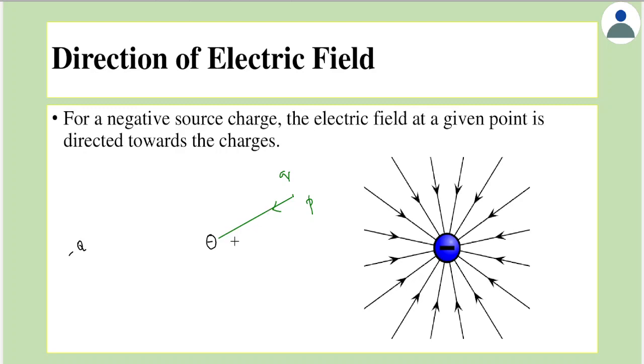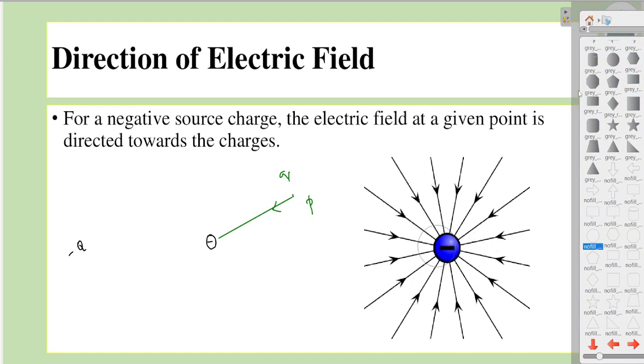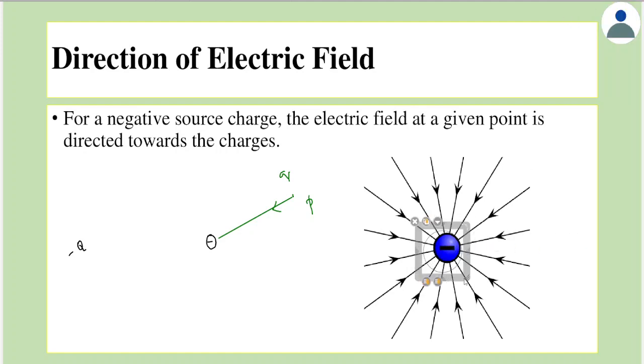If we do it for all the points, it is something like this. Even here, as seen in the previous case, if we draw a circle around this point, then what we get would be something like this. So here it is towards the charge. So in this case, we say for a negative charge, the electric field lines are radially inwards. So for a positive charge, it was radially outwards, and for a negative charge, it is radially inwards.